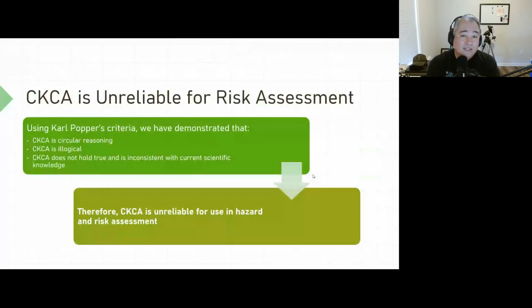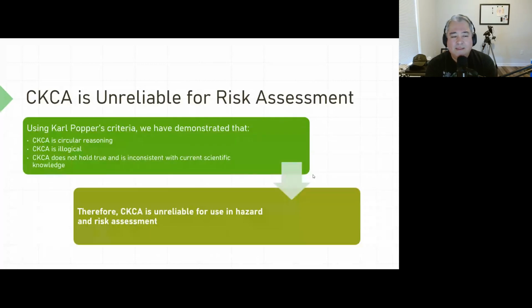As a result of this, it's very clear to me and to Chris, and I hope it's clear to you now as well, the consensus key characteristics approach is actually unreliable for risk assessment. Again, using Karl Popper's criteria, which is, like I said, the foundation of how we do modern science today. What we've demonstrated is that the consensus key characteristics approach is circular reasoning. It's circular logic. It's based on inductive logic. The consensus key characteristics approach is actually illogical. When you put it within the deductive framework, it fails. It's false. Therefore, it is illogical.